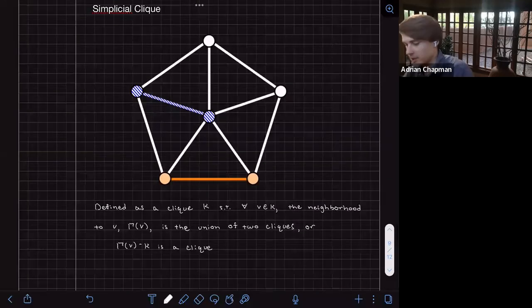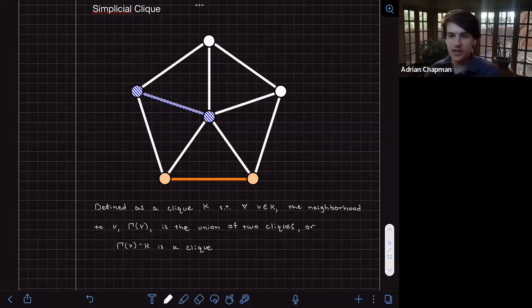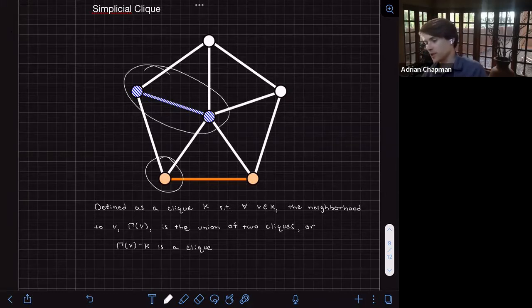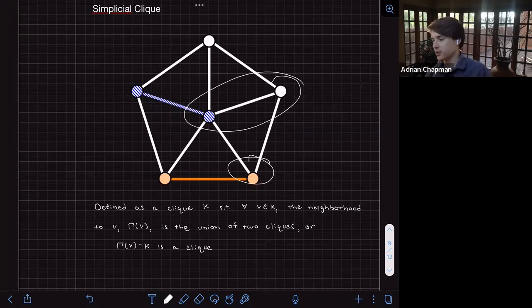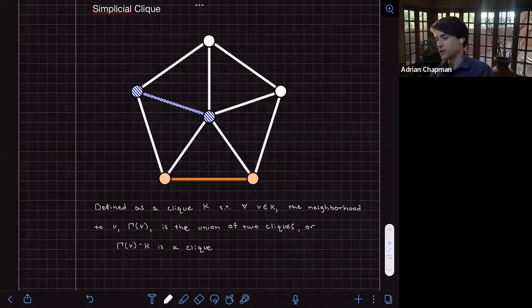Right, so here we have an example. The orange highlighted edge here is a simplicial clique of this graph, which is also a forbidden subgraph of line graphs. The neighborhood of, say, the leftmost vertex is a clique, which is a blue shaded edge. And similarly, the right vertex's neighborhood is also a clique, which is also this edge here. And so note that this does not require the cliques to be disjoint.